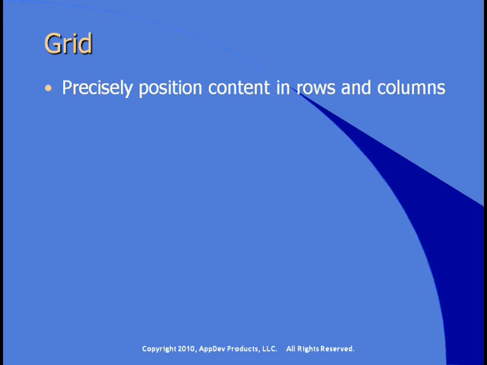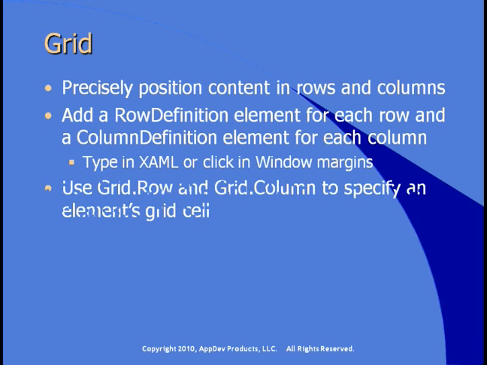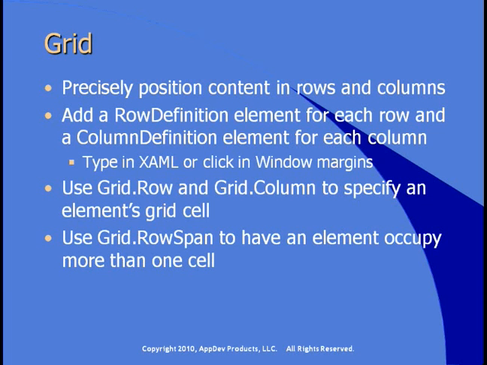You can use the grid to more precisely position content in rows and columns. It gives you more control on where your content is than any of the panel controls you've seen. To define a row or a column, you use a row definition element or a column definition element in your XAML. You can type these in XAML. You can also click in the margins of the window and have Visual Studio add the row and column definitions. And then to place an element in a particular cell in the grid, you set its grid.row and grid.column properties. If you want an element to occupy more than one cell, either horizontally or vertically, then you can use the grid.rowspan property.